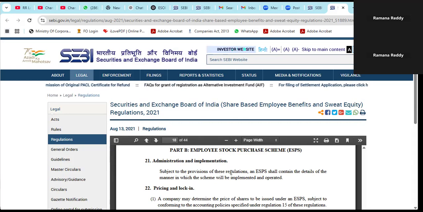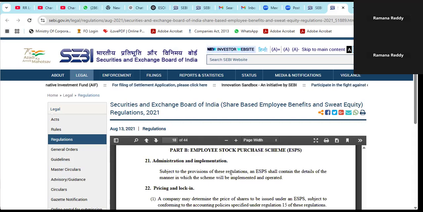Now we will come to the administration of Part B. Very simple. Part B talks about the employee stock purchase scheme. See the difference. Employee stock option scheme we have discussed. Now we are discussing the employee stock purchase scheme. This is ESPS. The earlier one is ESOS.